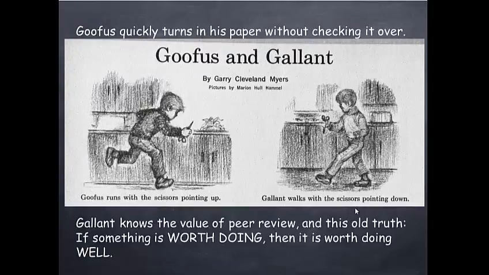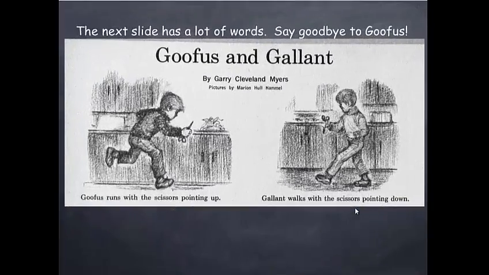Oh, and here comes an old cartoon. No one will remember probably Goofus and Gallant, but I had Goofus and Gallant growing up. And what is this about? Goofus does things the wrong way, Gallant does things the right way. The idea here is that Goofus turns the paper quickly in without checking it over, and of course we don't want to be like Goofus. We want to be like Gallant. Gallant knows the value of peer review, and this old truth, if something's worth doing, then it's worth doing well. Got to do it in the right way, otherwise that scissors is going to go right through us, and the essay is not going to get the full credit that it really should get.